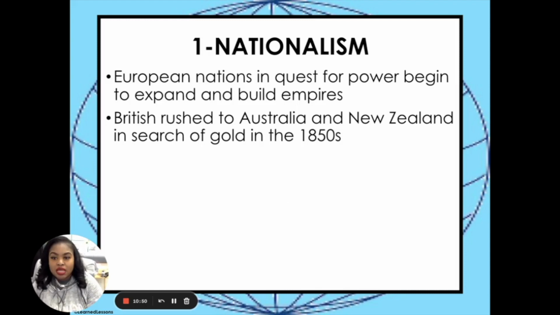All right, so we talked about there are 3 things that fuel imperialism. The first one we talked about was nationalism. We're going to talk about that a little bit.